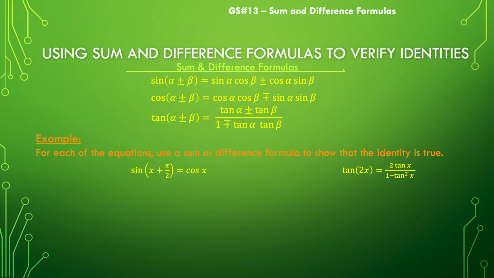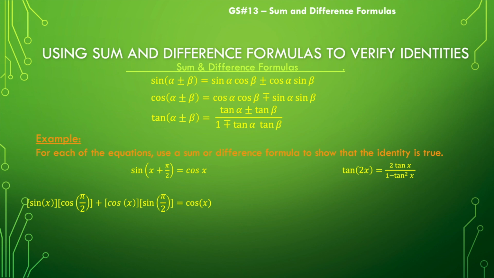So we want to think about this in terms of a sine of a sum, okay? And so then we'll use our sum formula for sine and expand this left-hand side. So that would be the sine of x times the cosine of pi over 2 plus the cosine of x times the sine of pi over 2. And we're going to just leave that right-hand side alone and call it still the cosine of x.